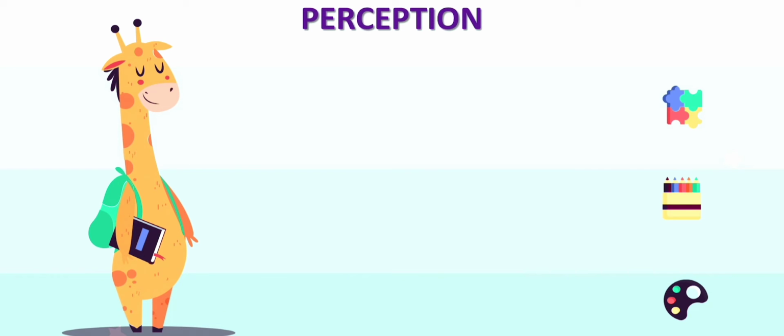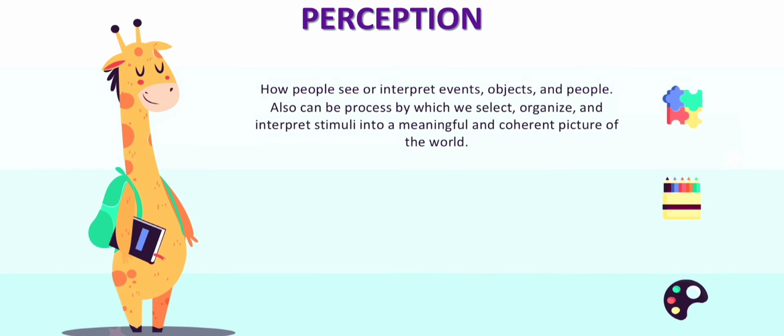Next is perception. Perception is how people see or interpret events, objects, and people. It can also be the process by which we select, organize, and interpret stimuli into a meaningful and coherent picture of the world. We know that people act on the basis of their perception regardless of whether those perceptions accurately or inaccurately reflect reality.